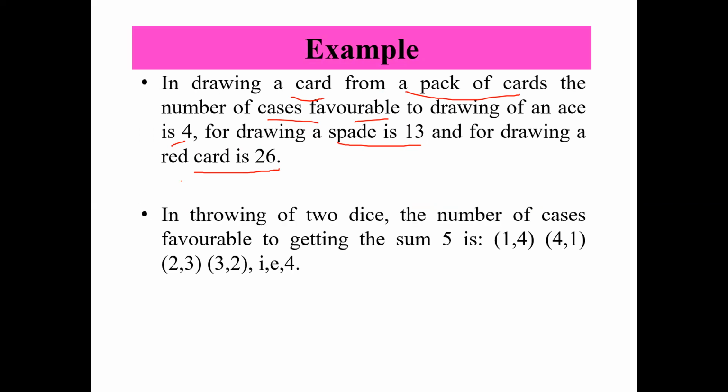Now one more example, like throwing 2 dice. The number of cases favorable to getting a sum of 5: if we simultaneously throw 2 dice, the first die may get 1 and the second 4, then 2 and 3, 3 and 2, 4 and 1. So that means there are 4 favorable cases, which we need to understand.